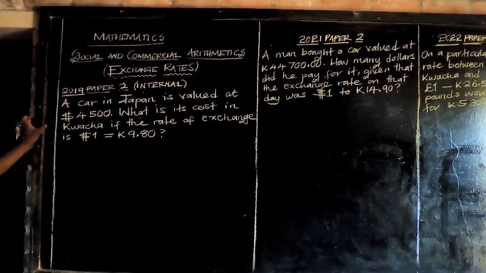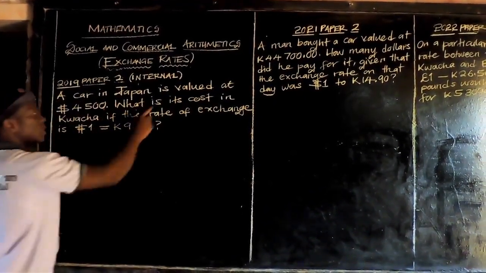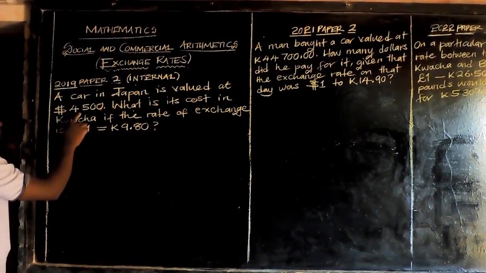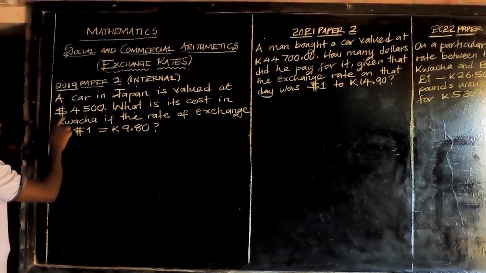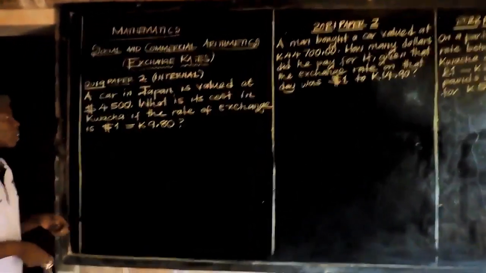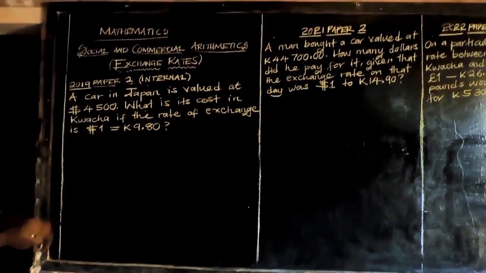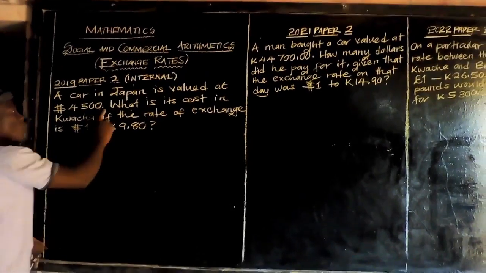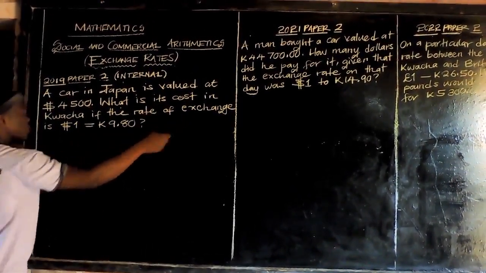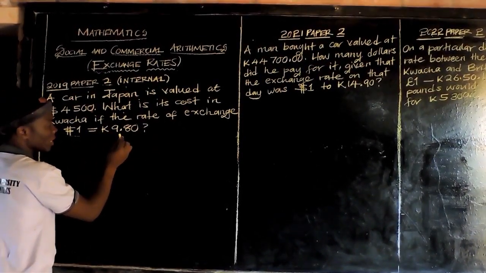So now, say a car in Japan is valued at $4,500. Okay? $4,500. That is a car in Japan. So the amount of money paid for a car in Japan is 4,500. Then the question is saying, what is its cost in kwacha, if the rate of exchange is $1 is equal to 9 kwacha 18 ngwee?